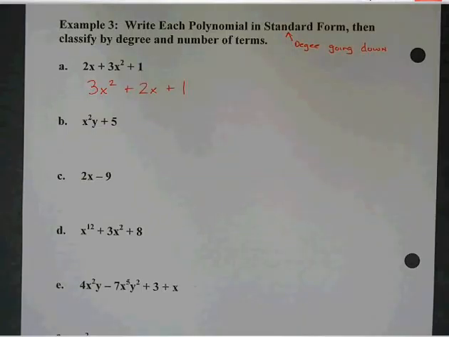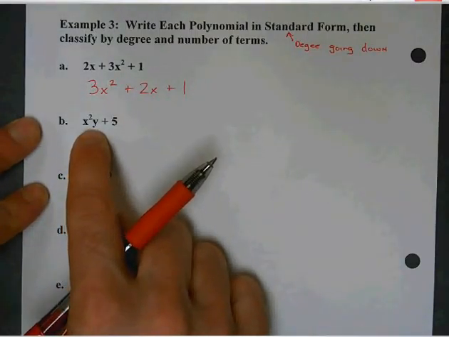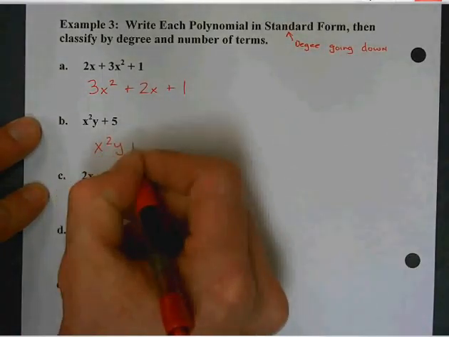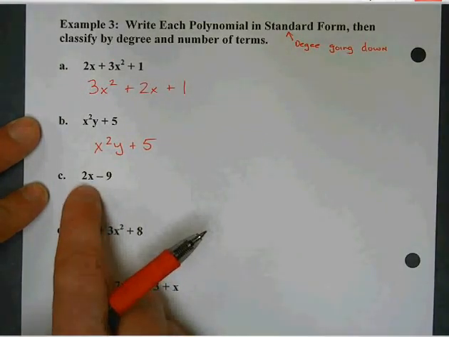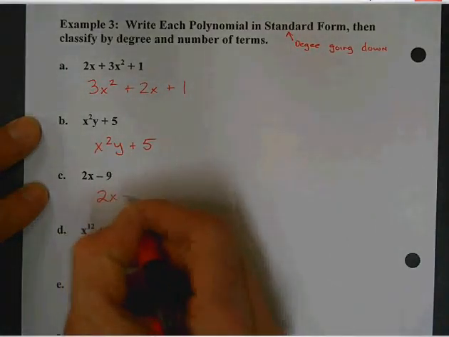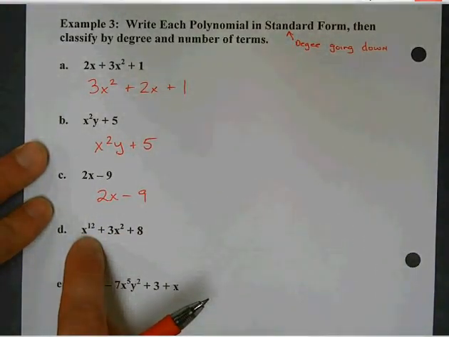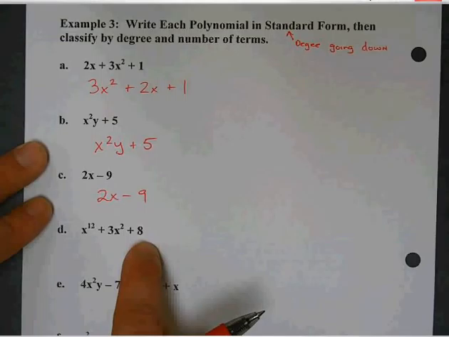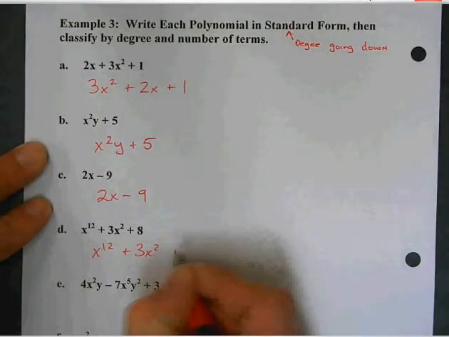Let's look at B. What's the degree of the first part? 3. Degree of the 5? 0. So it's already in standard form. 2x minus 9. Degree of 2x is 1. Degree of 9 is 0. So that also is in standard form. x to the 12th degree is 12. 3x squared, 2. 8, 0. So that also is in standard form.